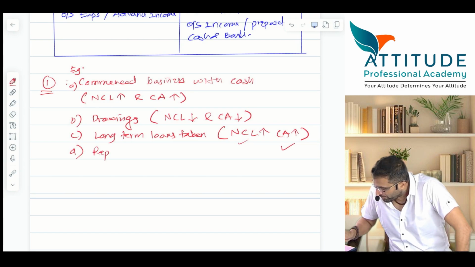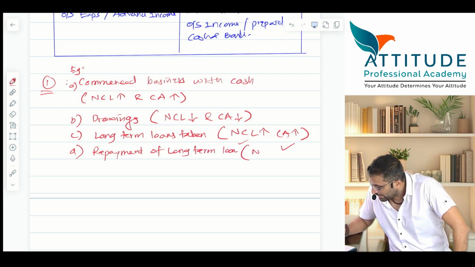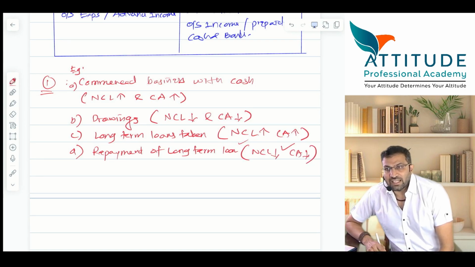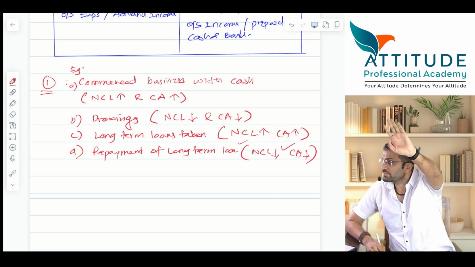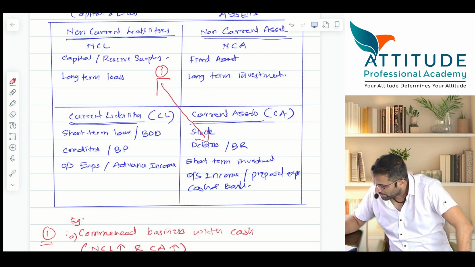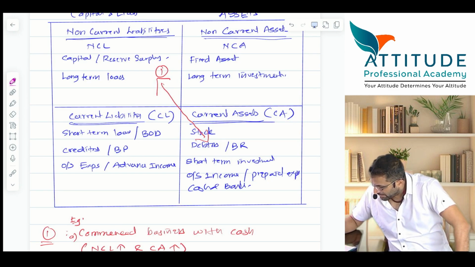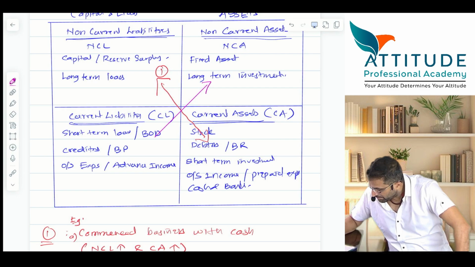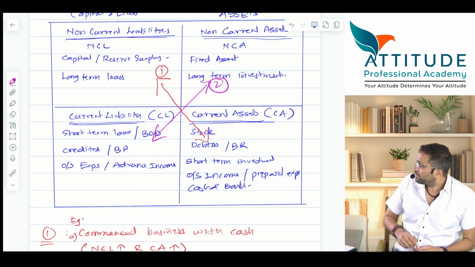Tell me. Repayment of long term loan. बताओ क्या होता है इसमें? NCL reduces and CA reduces. Is that clear? Clear? Any difficulty? Now, give me an example where these two are involved. Okay? ये हो गया first one. Different color. Pink लेंगे. Okay? Tell me where these two are involved. ये second है. चलो बताओ.